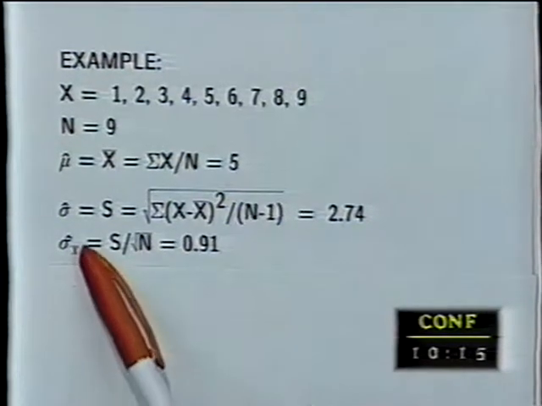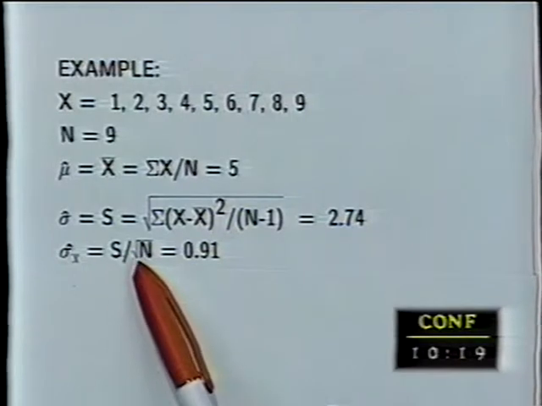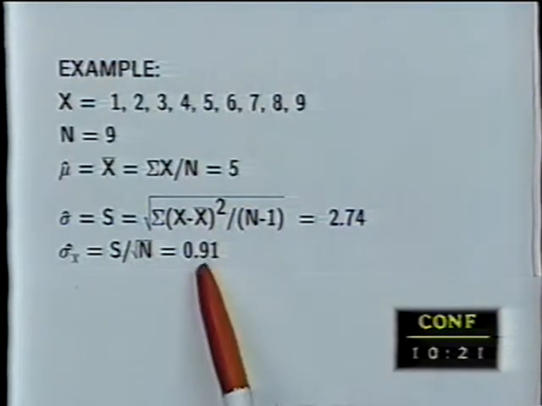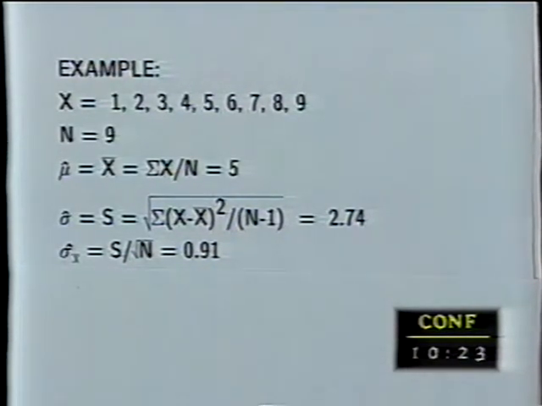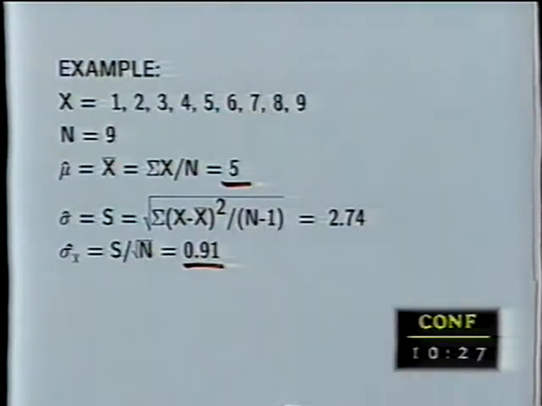Now, the estimate of the standard error is 2.74 divided by the square root of 9, or 1/3 of this, which is 0.91. So this is my standard error. This is my mean. And now I can sketch a picture, if I want, for the distribution of the x bar. Or I can go straight to my confidence intervals.